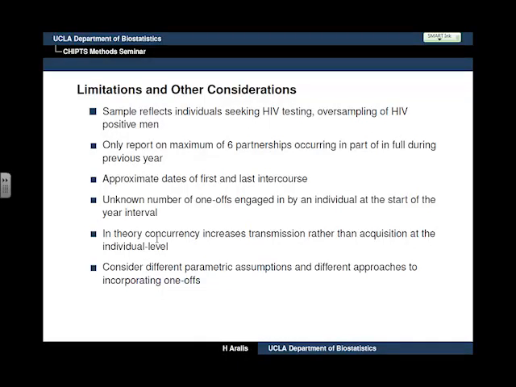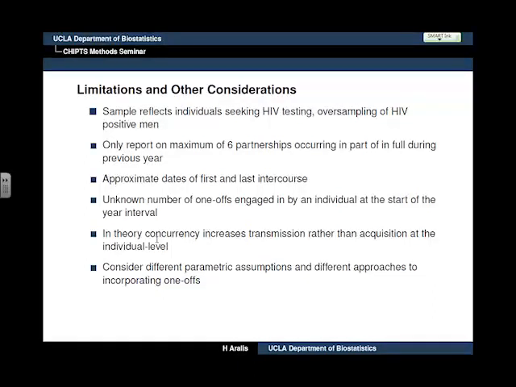So perhaps a model in which you could in some way incorporate your uncertainty about that would be useful, but that can be challenging to do while still maintaining that framework of being able to treat a one-off distinctly from an ongoing partnership.